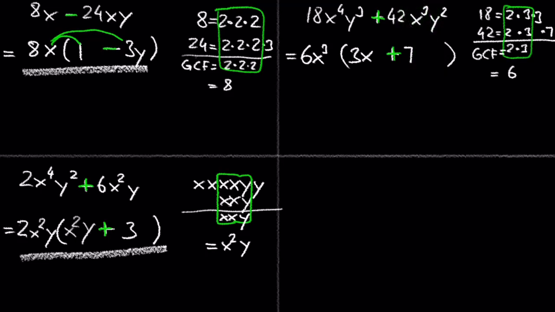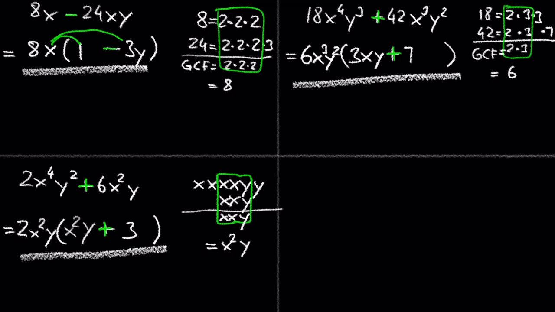What about the y? Feel free to pause the video and try it yourself. The GCF of y cubed and y squared is y squared. Y squared times y is y cubed, and y squared times 1 is y squared.